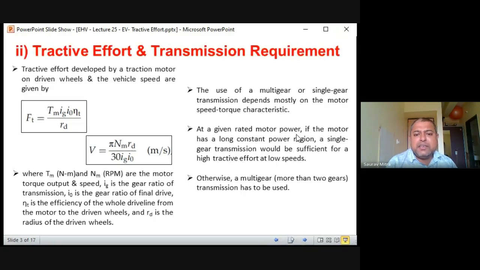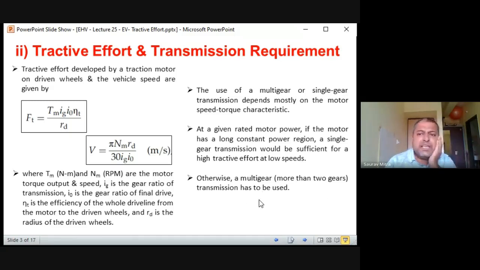At a given rated motor speed, if the motor has a long constant power region, that means a smaller x value, a single gear transmission would be sufficient for a high tractive effort or low speed. That means whenever it's a single gear system, the tractive effort will be high and speed will be low. It is like an Activa, we cannot increase speed too much. Otherwise a multi-gear or more than 2 gear transmission has to be used.